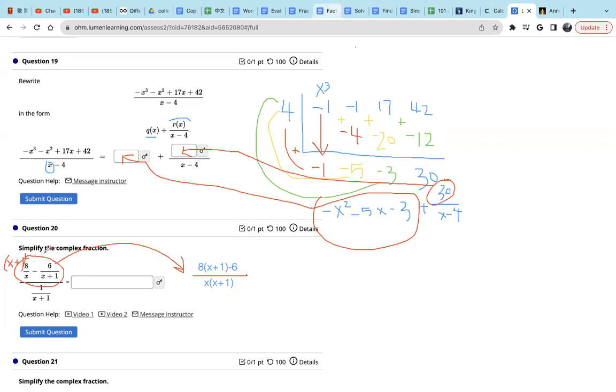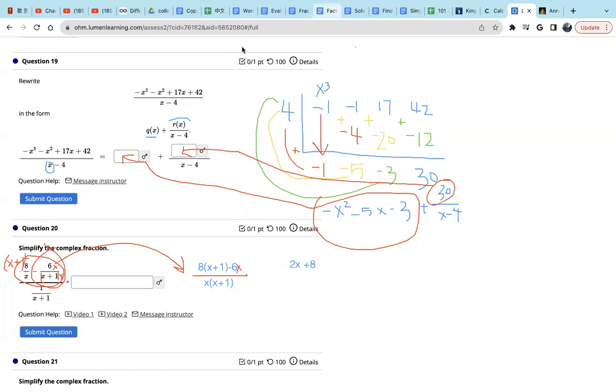Then the second term, we need x, so we multiply x over x. Oh, I'm missing x here. That's minus 6x. So then we combine and simplify the numerator. We have ax minus 6x as 2x. Then a times 1, that is plus 8. So the numerator becomes 2x plus 8.